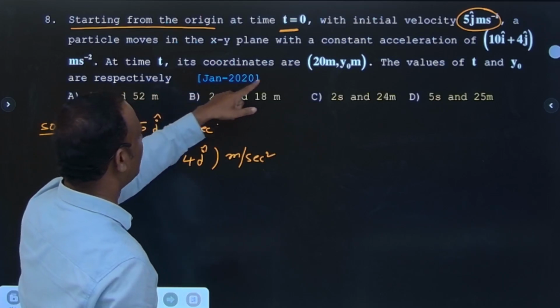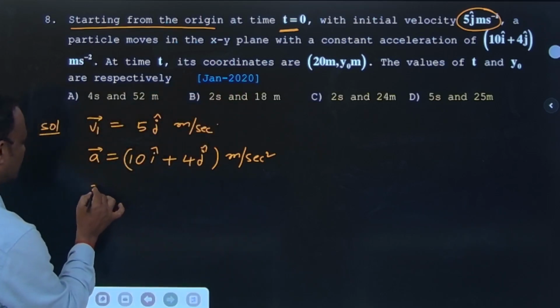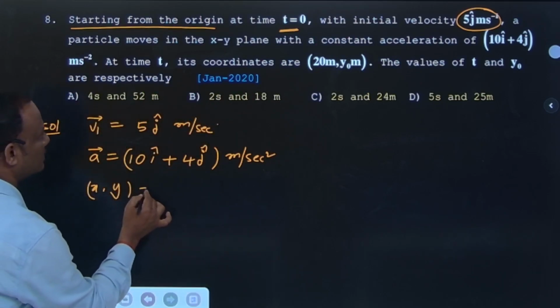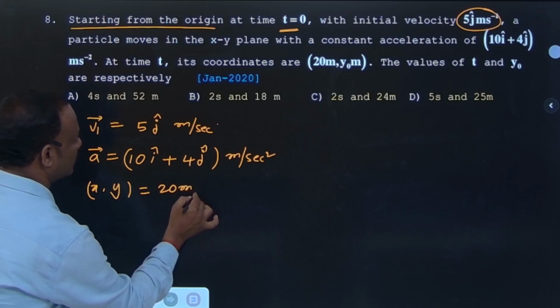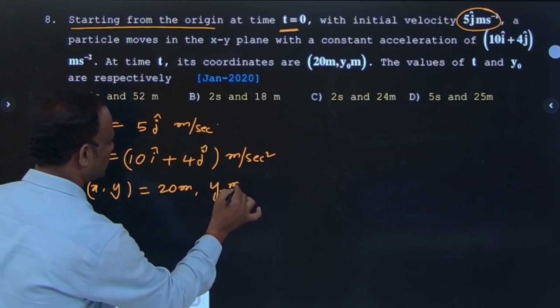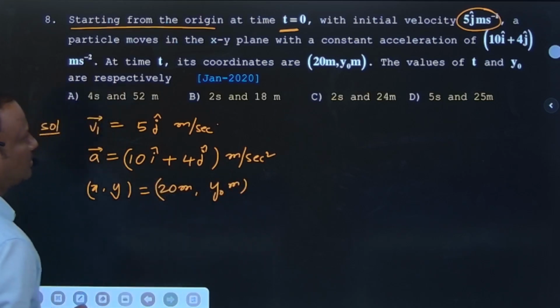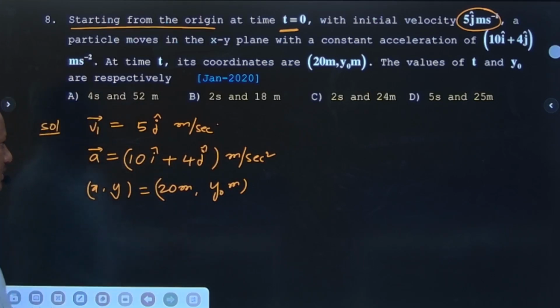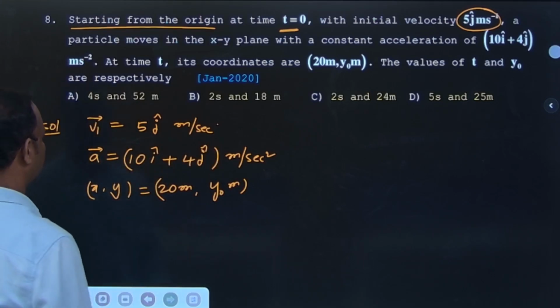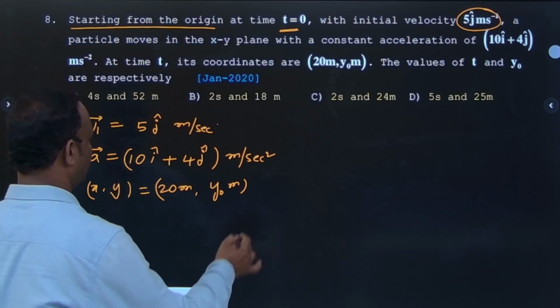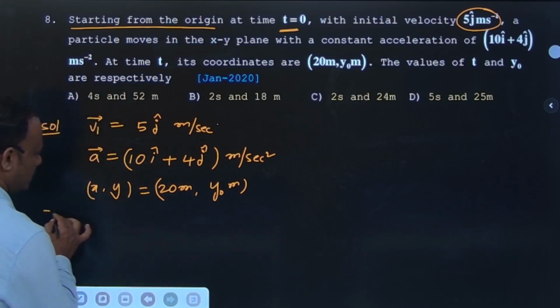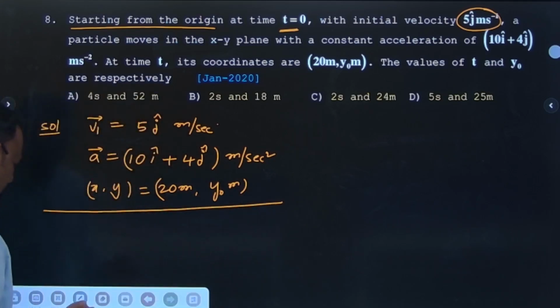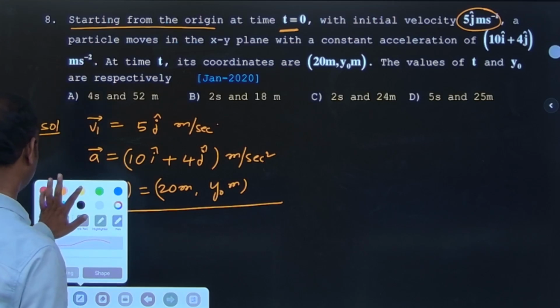Okay. Its coordinates are given as x comma y, 20 meter comma y naught meter. The value of t and y naught are respectively, is what is being asked. Okay, let us see this. So first, I'm talking about the coordinates that are mentioned. Now, first let it be moving on this.